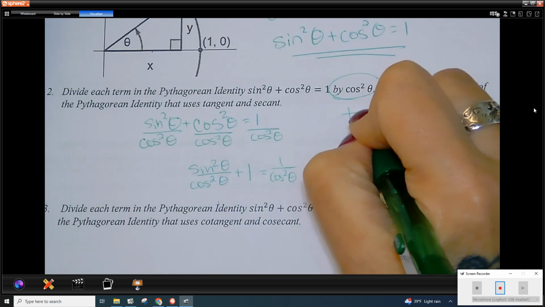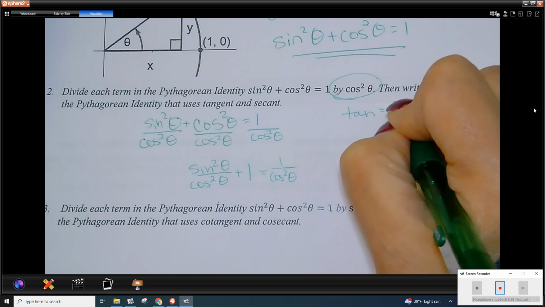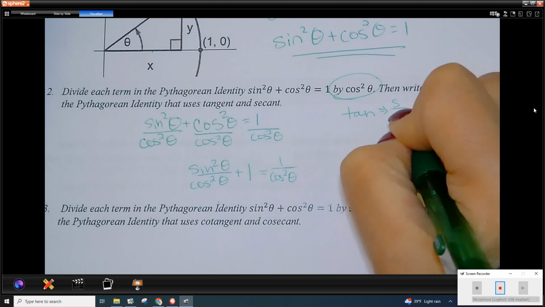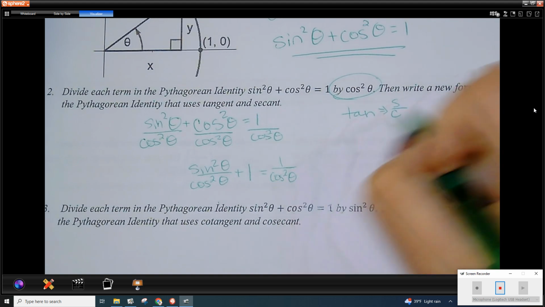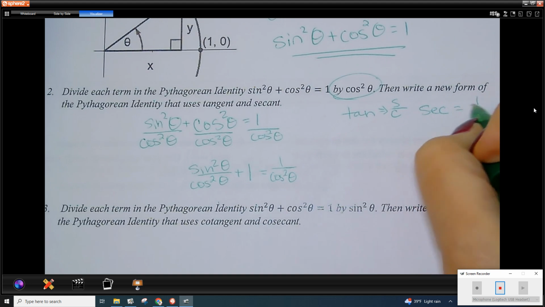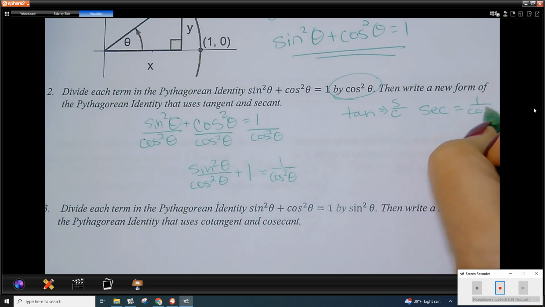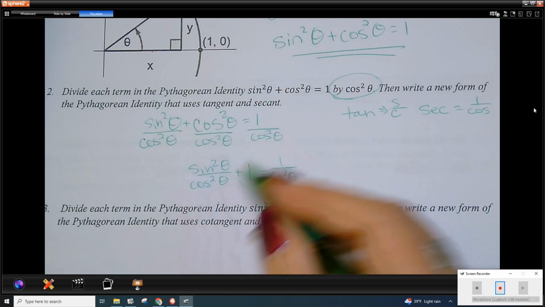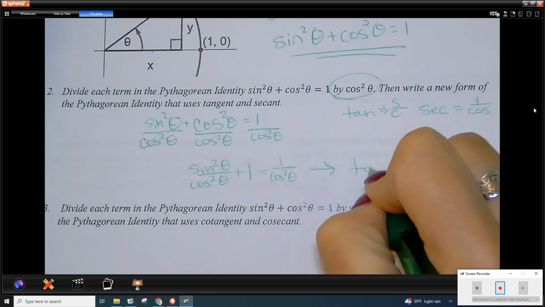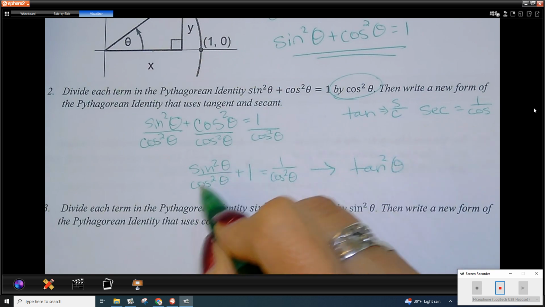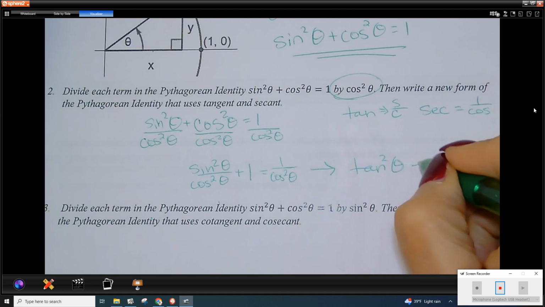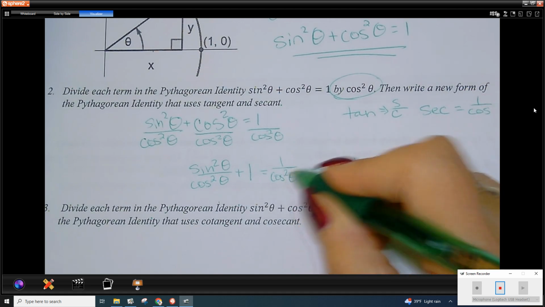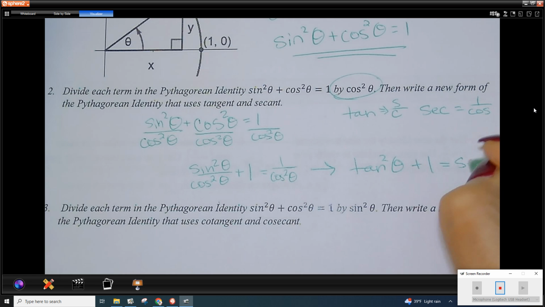Now, here we have some inverses. Remember, tangent is sine over cosine, and secant is 1 over cosine. So this becomes tangent squared of theta, because it's squared, but it's still sine over cosine, or y over x, plus 1 equals 1 over cosine squared, which is secant squared of theta.